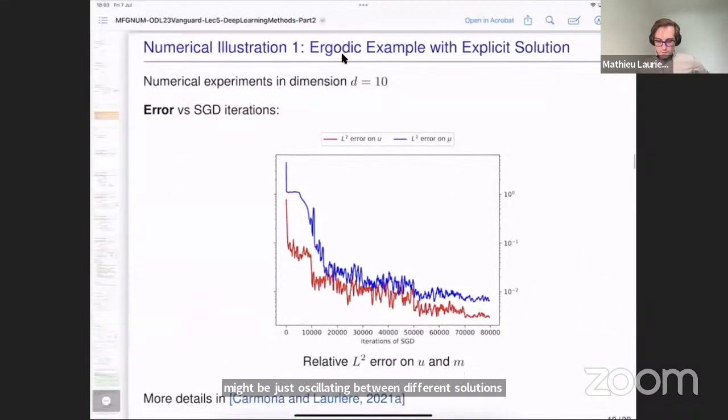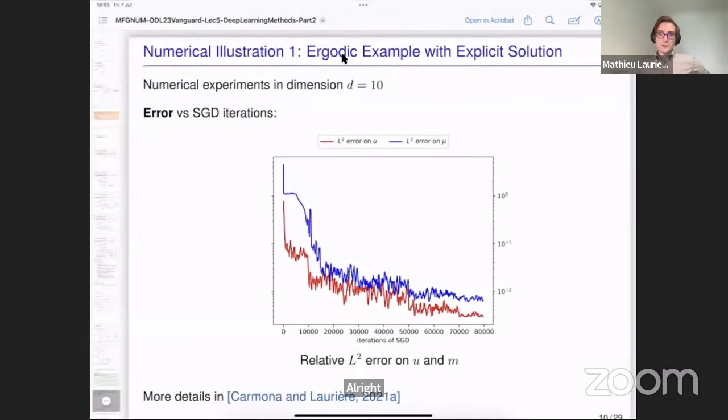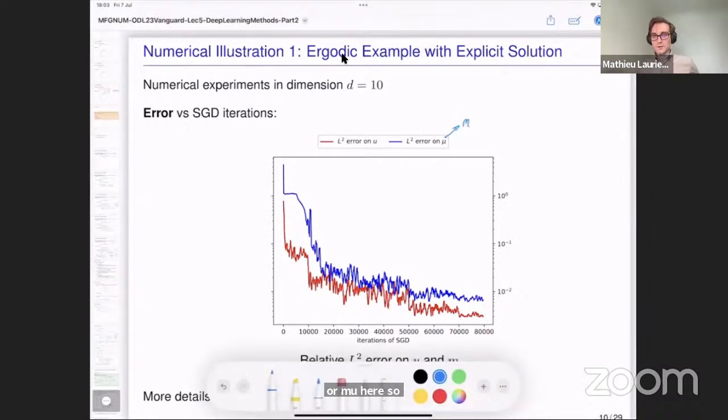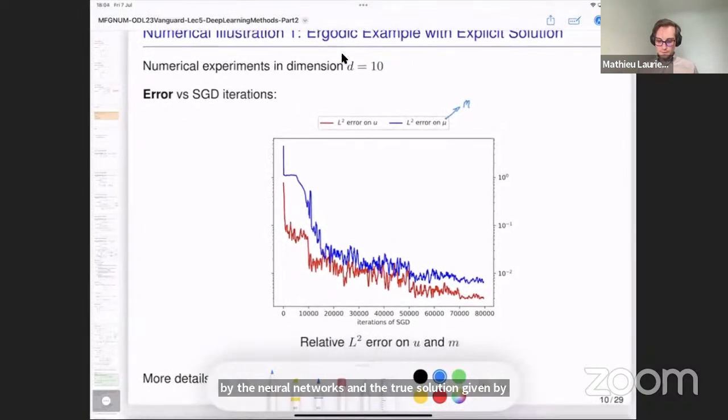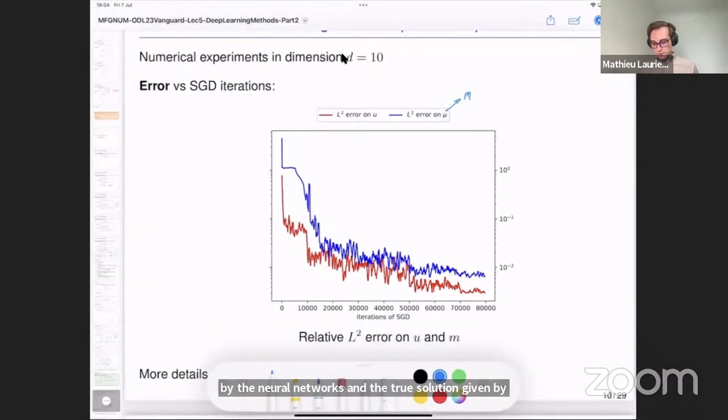All right, so in this case, here is the result of a numerical experiment in dimension 10, and we have the explicit solution, so we can compute not just the residual of the PDE, but really the L2 error on u and on m, or mu here, between the solution computed by the neural networks and the true solution given by the explicit formula. And we see that here's the loss. Okay, it's not extremely small, it's 10 to the minus 2, and I'm sure you can make it smaller by playing with the hyperparameters, but at least it seems that it is converging, because convergence would be the asymptotic property where it really goes to 0.